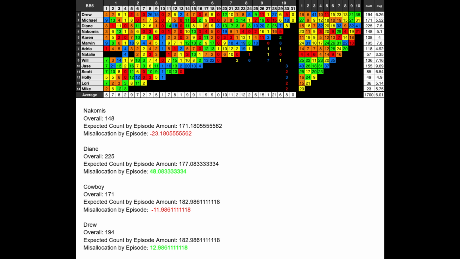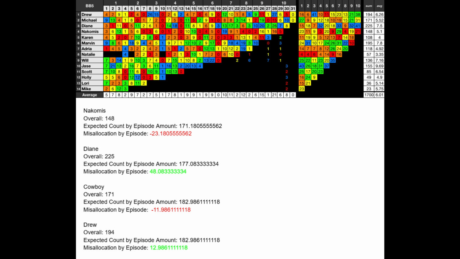Nokomis has an overall diary room count of 148, and her expected count by episode amount is 171, meaning that her misallocation by episode is negative 23. So she has 23 fewer diary rooms than she should have if we're going for balanced distribution.